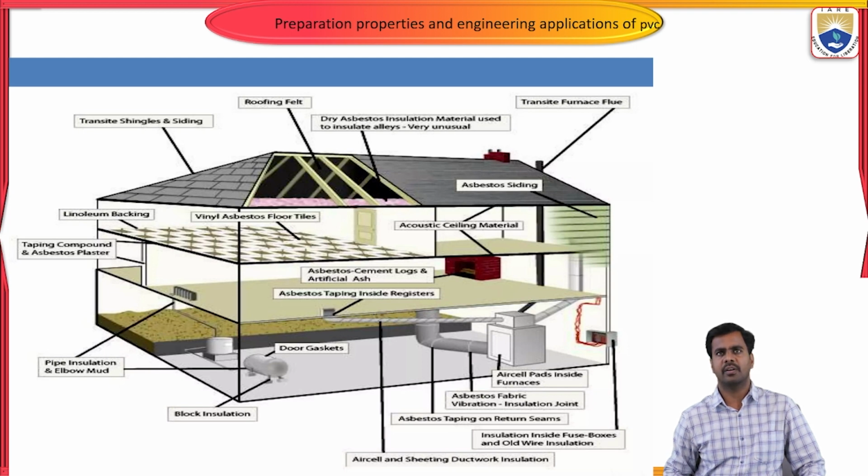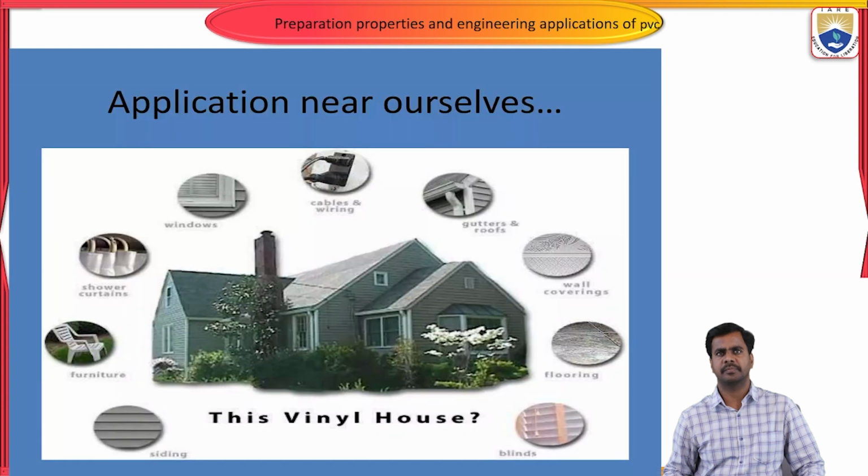So this, we can call it a PVC house. Every material to construct it, this house is made up of PVC. So every item in this house. A very advanced application we can see here in abroad countries. Look at this. So this is a veneer house, polyvinyl house.